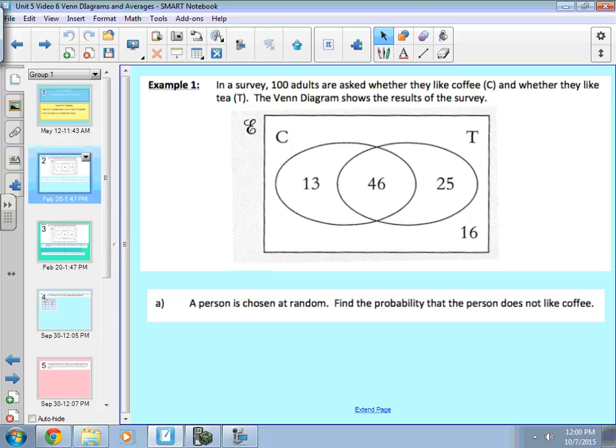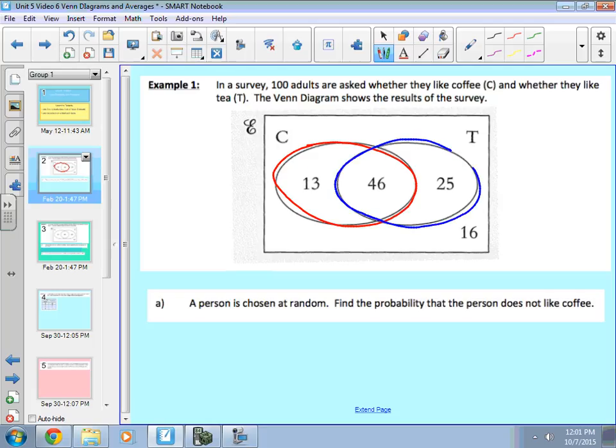On this first example, you can see there's a Venn diagram. That's where you have overlapping circles here that include information. Anything in the middle here would be people that are in both groups. So this one says, in a survey, 100 adults are asked whether they like coffee, which is this C oval here, and whether they like tea. Okay, that's indicated on here with the T. That would be this other one. All right, the Venn diagram shows the results.